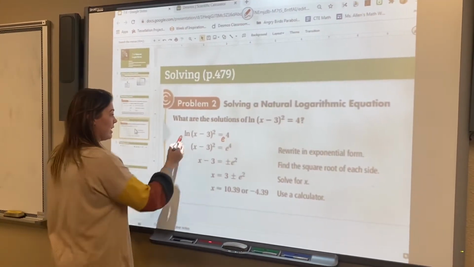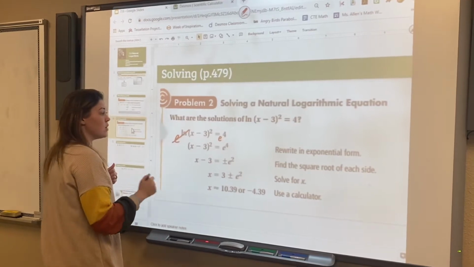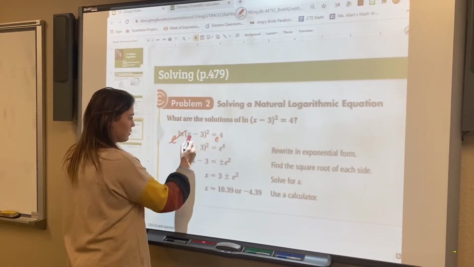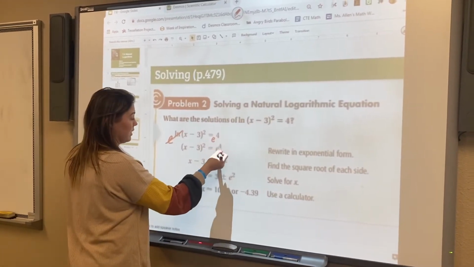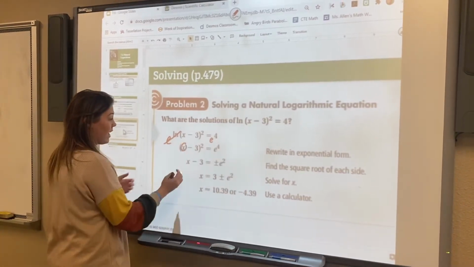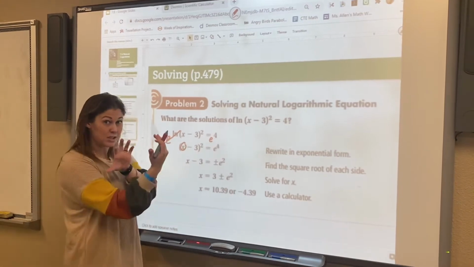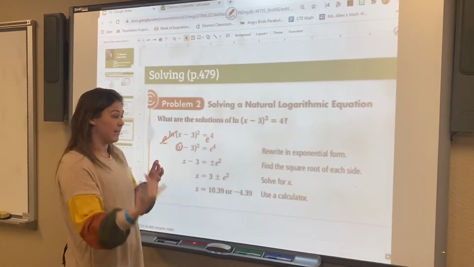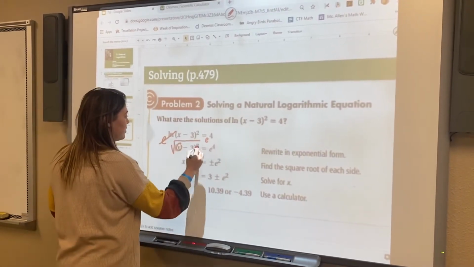By doing that, e and the natural log cancel, so we have (x minus 3) squared, which is equal to e to the 4th power. Now we're still solving for x. Our x is in the parentheses squared. We want to undo that, so we take the square root of both sides.